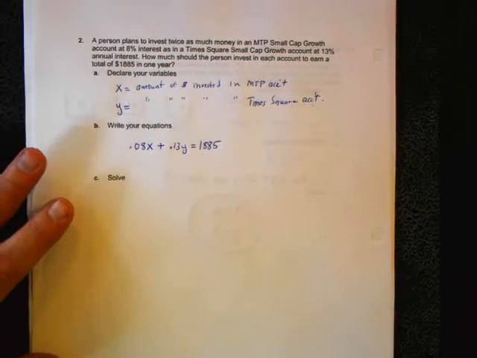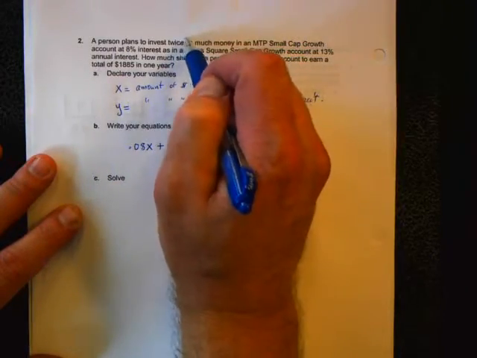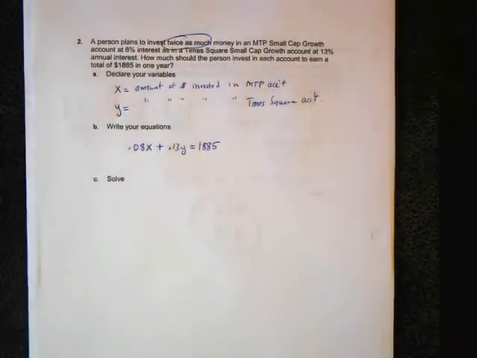All right, I think the other one comes from the person plans to invest twice as much money in one account as the other. So how does that give me an equation? The amount of money in the 0.08 account has to be twice as much as the money in the 0.13 account. I agree. So what's that look like as an equation? One of them gets multiplied by 2. Which one?